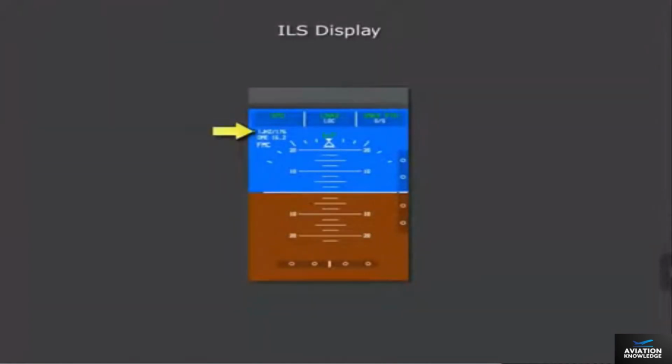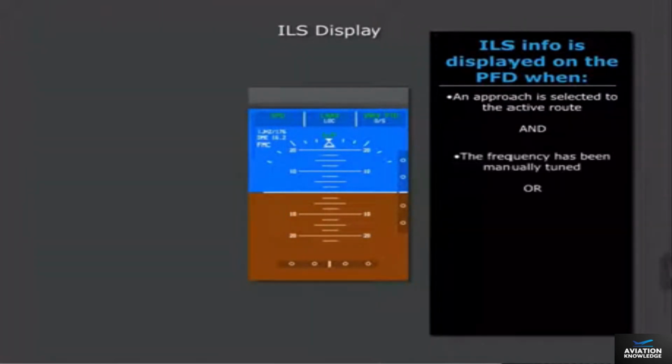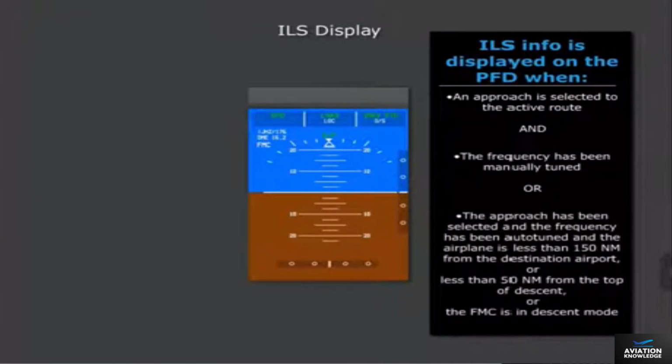ILS frequency, course, and DME information displays on the PFD when an approach is selected to the active route, and the frequency has been manually tuned, or the approach has been selected and the frequency has been auto-tuned and the airplane is less than 150 nautical miles from the destination airport, or less than 50 nautical miles from the top of descent, or the FMC is in descent mode.